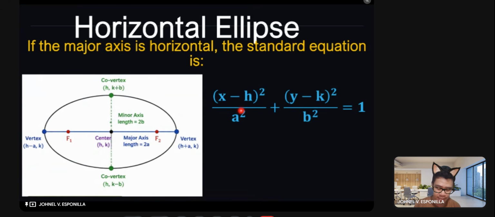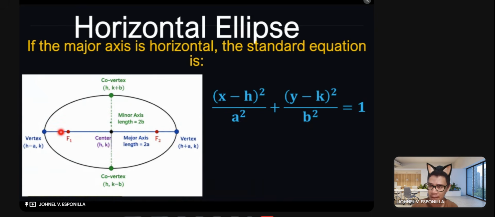The a is the length from the center to the vertex. Okay? And yung b naman natin is the length from the center to the co-vertex. So ito po ang mukha ng ating horizontal ellipse. Yung mas mahabang axis ay horizontal, kaya tinawag siyang horizontal ellipse. Okay? So ito yung major axis niya, yung horizontal, at yung vertical axis naman is its minor axis.